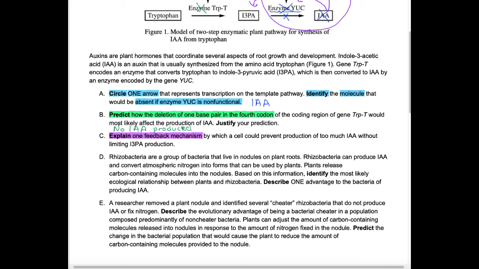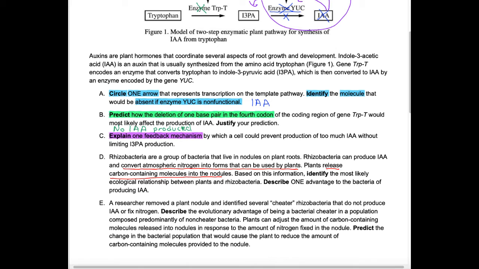So when I think about what is a significant exchange that's taking place here, I note that the rhizobacteria themselves can convert atmospheric nitrogen into forms that can be used by the plants. That seems like it's a really good benefit for the plant. And likewise, the plant is going to release carbon-containing molecules into the nodules. And if I'm a bacteria, I need those carbon-containing molecules to survive. Much like you would eat a hamburger to sustain yourself, that's how the bacteria are going to sustain themselves. So it sounds like this is a win-win scenario.